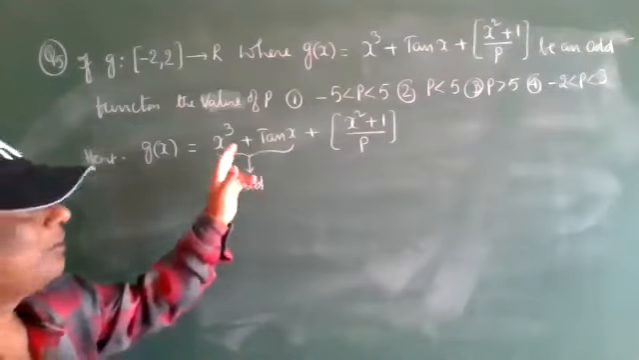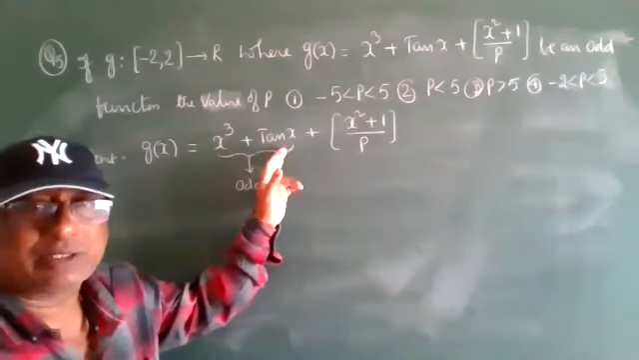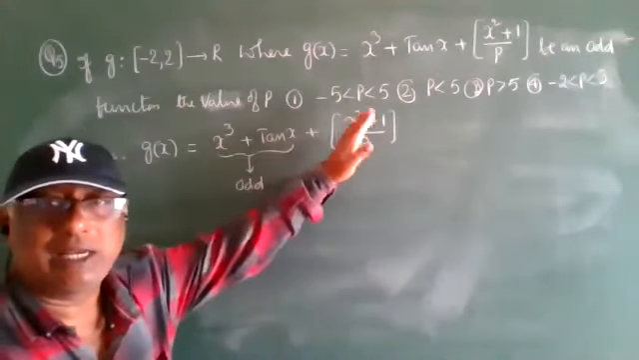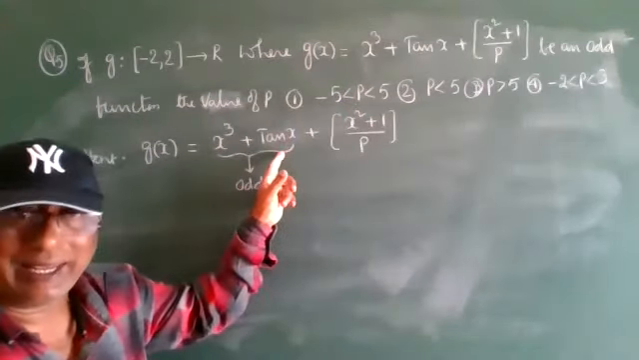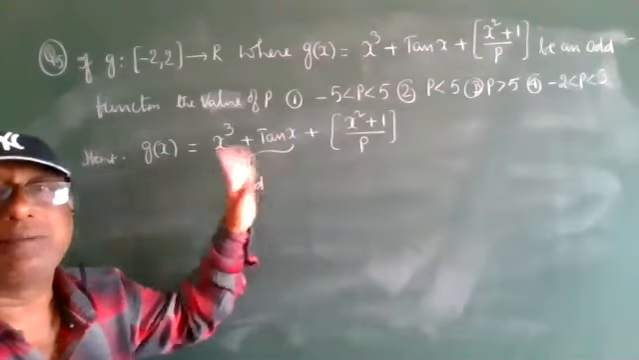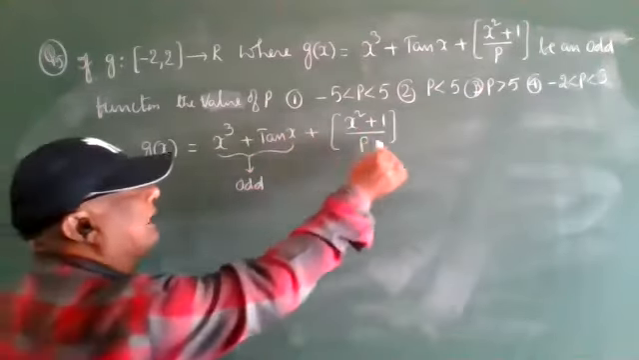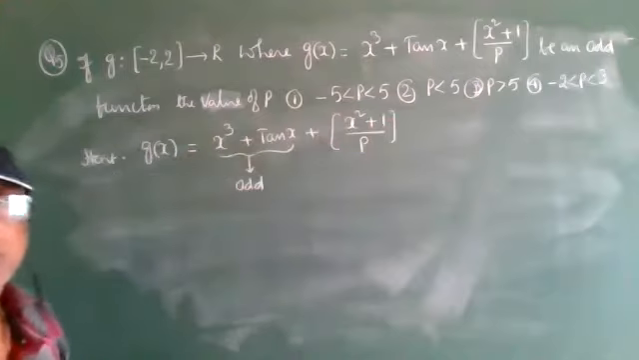Okay, now the point is understanding. X cube is the odd function, tan x is the odd function, which means this can be deleted, and automatically this g of x will become an odd function. How can you delete this one?